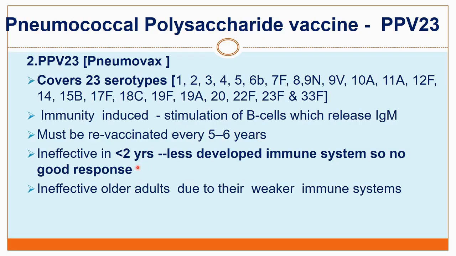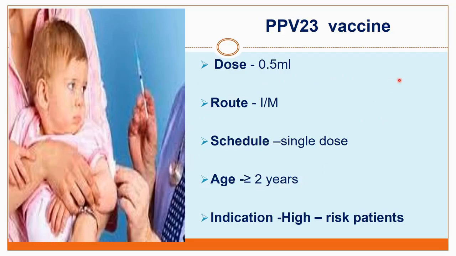And this vaccine is not effective for children less than 2 years old. So in the vaccination schedule, this cannot be used because these children have a less developed immune system, so they do not have a good response. It is also ineffective for older adults because they have weaker immune systems. PPV23 vaccine dose is 0.5 ml, route intramuscular, schedule single dose, and if you repeat, you will repeat after a few years, every 5 years. Many centers practice every 5 years.